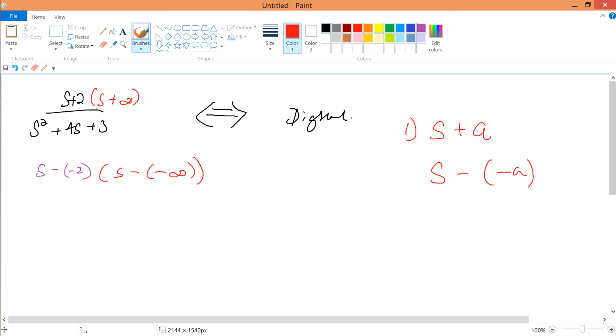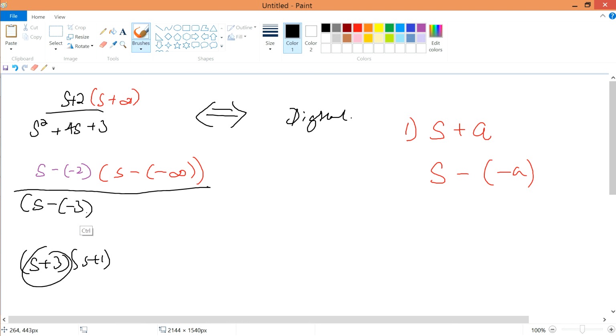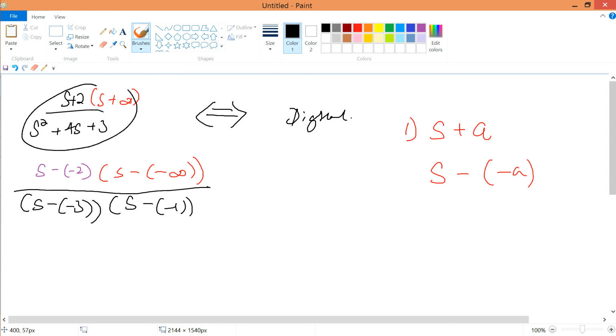And then for the bottom one, their roots are actually S plus 3 and S plus 1. If you multiply you'll get this. So I'll simply rewrite them as S minus 3, which is this one, multiplied by S minus 1, which is this one. Then I'll just erase this. So the first step is to rewrite whatever is there in the S minus form.